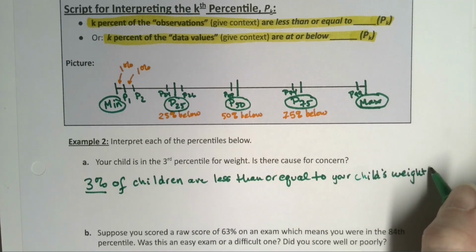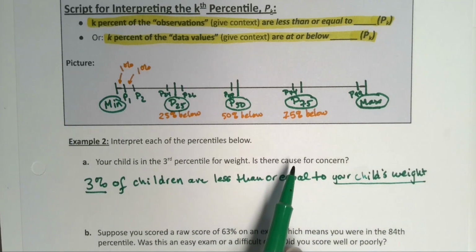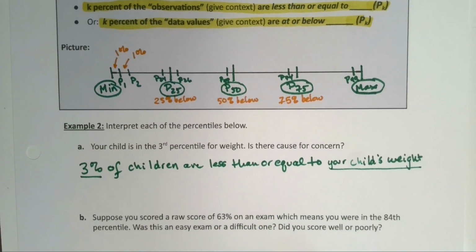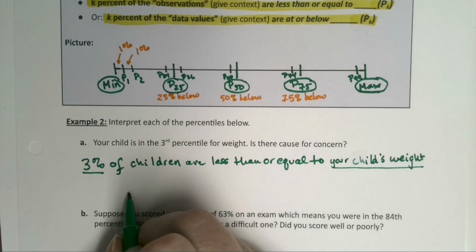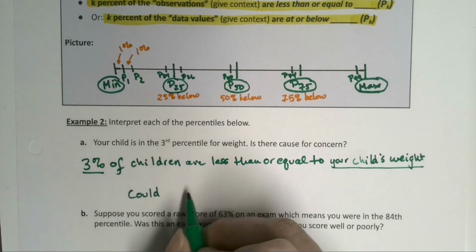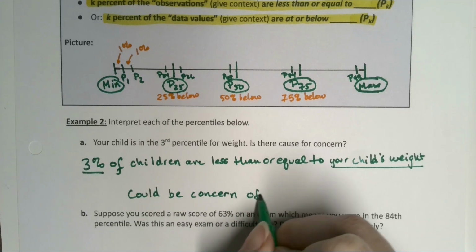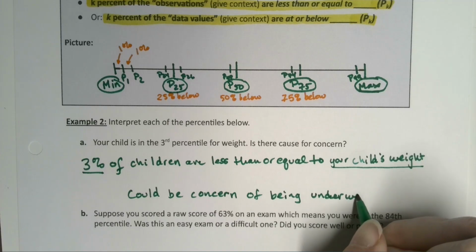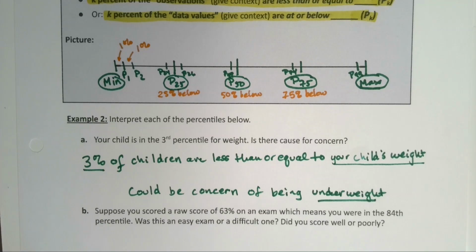Whatever that value might be. And is that cause for concern? Yes, generally, your child is in the low percentile, so that could be cause for concern for being underweight, right? Because they're quite low, right? They're on this end of the data set.